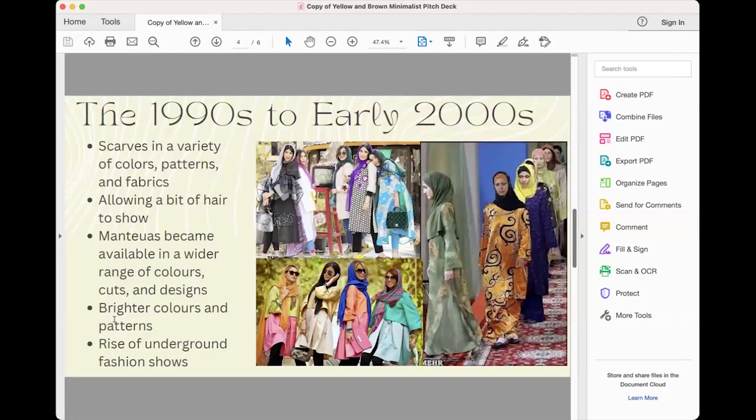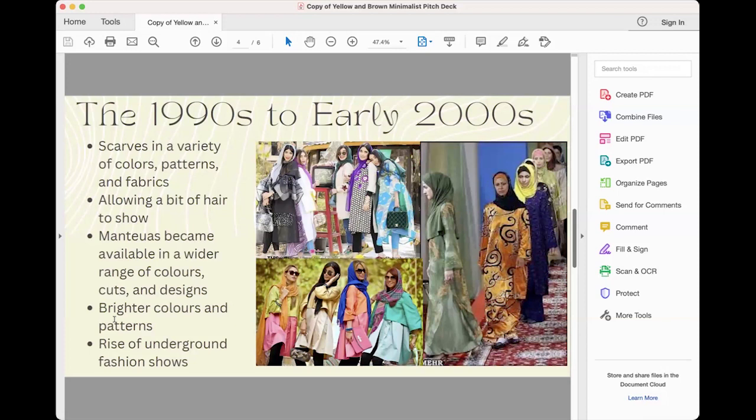During the 1990s and the early 2000s, Iranian youth found innovative ways to navigate the strict dress codes imposed after the 1979 Islamic Revolution. This period marked a creative adaptation within the framework of Islamic law, reflecting a blend of traditional values and desire for personal expression.